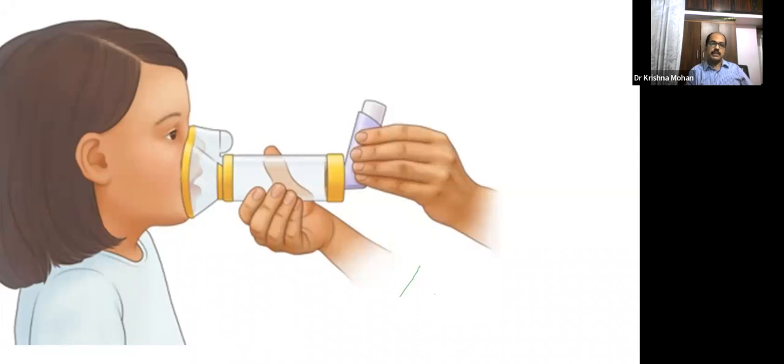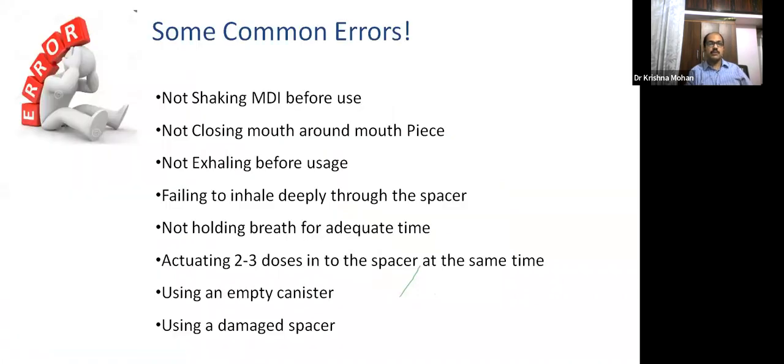So this is an MDI with the spacer, you can see. These are some of the common mistakes that happen in our day-to-day practice. One is not shaking the MDI before use. This is a very, very important mistake that should not happen, because in an MDI the amount of drug is very, very less. Majority of it is occupied by the air and the propellant. Nowadays, the propellant used is what is called HFA, hydrofluoroalkane. Until and unless you shake the MDI before use, it won't get mixed up. If you're not shaking and giving, only the propellant will go inside. So thoroughly shake the MDI before use.